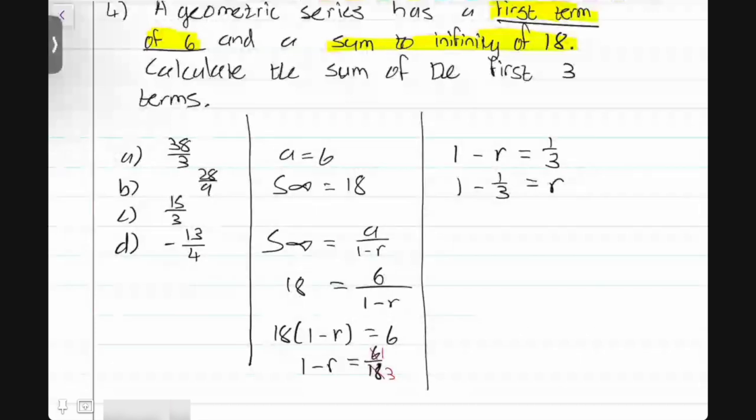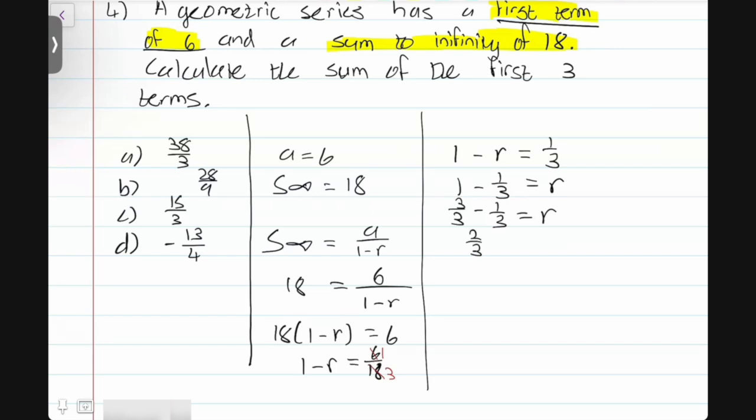But let me show something to you guys. If you don't want to show it like this, you make sure 1 has the same denominator as that there. So it's 3 over 3 minus a third is equal to R, and therefore this is 2 over 3. Now you put it as a common denominator; let's show that step: 3 minus 1. So R is 2 over 3. Now we've got our A value and our R value. We should be in the clear here.